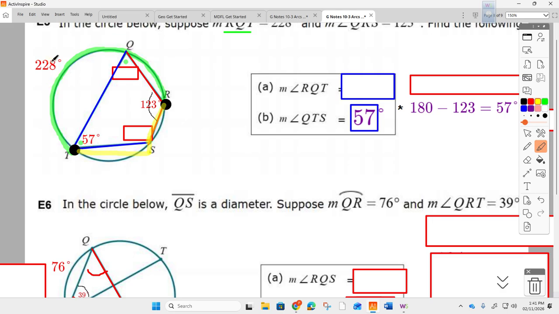So what is the measure of this angle going to be, AJ? What is the measure of this angle going to be? You've got to stay focused with me, buddy. It's hard to learn this stuff if you're zoning in and out, okay? Corey?